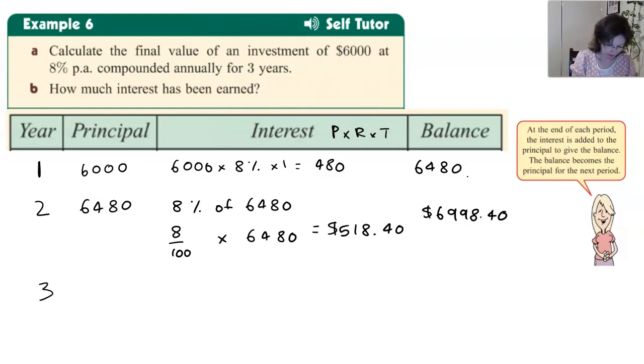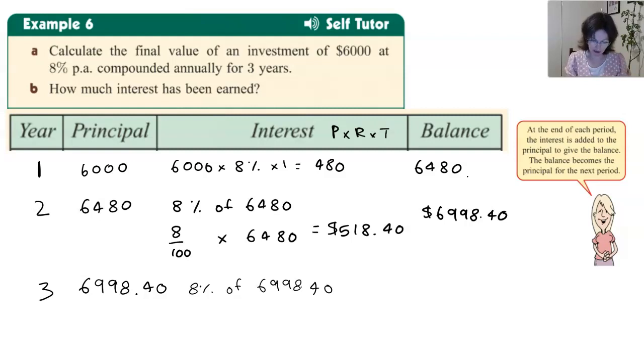Year 3 now. Our principal amount was at the end of year 2 there, so we're going to do 6998.4, and let's work out the interest. 8% of the principal amount, 6998.40. Working that out is 559.87. Adding that on to the principal amount at the start of year 3, and that's, well, I suppose you don't need equals to, because if you're doing a table, it'll be in its own box, is $7,558.27.